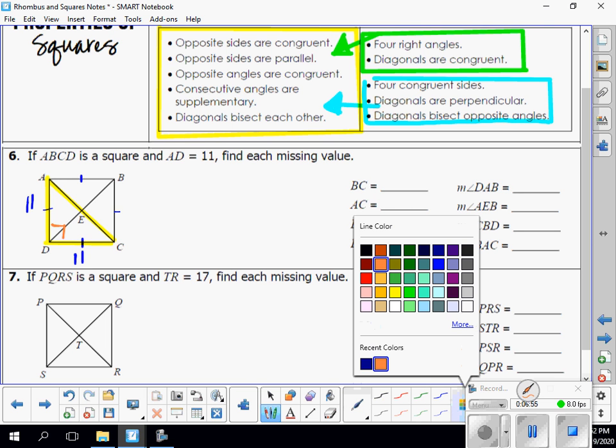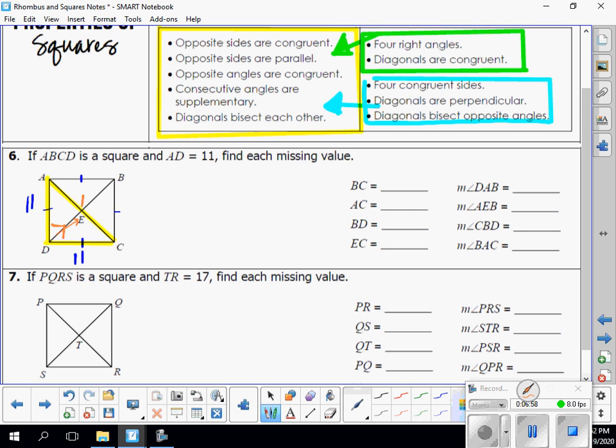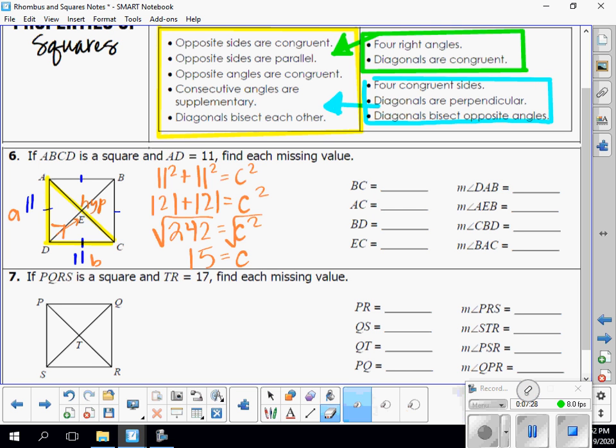This time, we don't have the hypotenuse because across from the right angle is empty. So I'm going to make this A and this B. A squared, 11 squared, plus B squared, 11 squared, equals C squared. Don't know it. 11 squared is 121 plus 11 squared is 121. So that gets us to 242. Square root that, and that gets us 15.6 for the whole length of that diagonal. Oops, didn't write my 0.6.